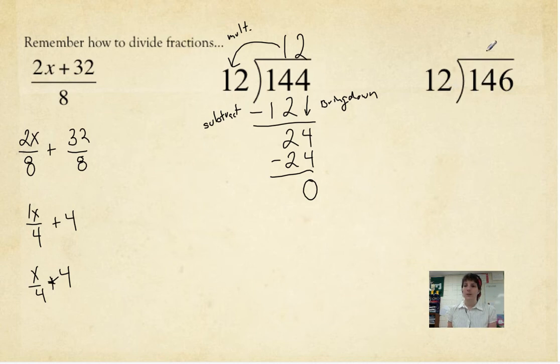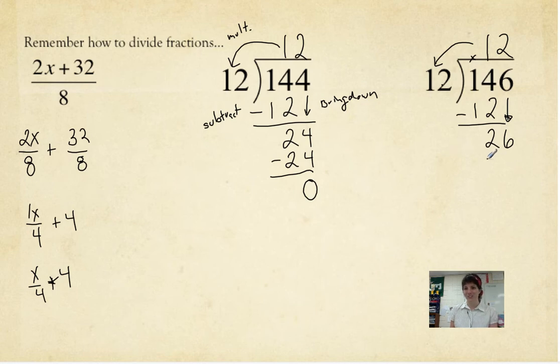So we would say, same steps. How many times does 12 fit into 1? It doesn't. How many times does 12 fit into 14? Once. Then we multiply. 1 times 12 is 12. Then we subtract. 14 minus 12 is 2. We bring down. That's 6. How many times does 12 fit into 26? 2 times. Then we multiply. 2 times 12 is 24. Then we subtract. And we have a 2. We don't have anything left to bring down.